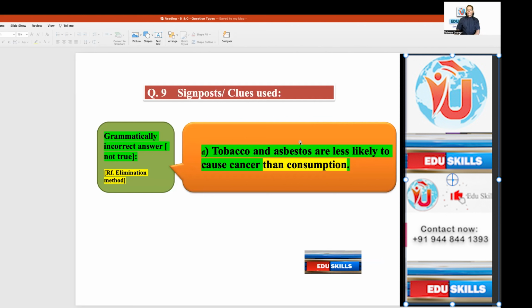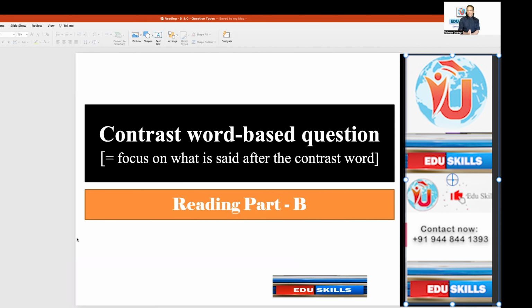Here we are just concerned about this signpost, which says the grammatically incorrect answer is "not true." Prefer the elimination method video on the YouTube channel. "Tobacco and asbestos are less likely to cause cancer than consumption." Tobacco can be consumed, but consumption is not a condition. So definitely that is grammatically wrong. Now, contrast word-based questions: make sure you are very careful about contrast expressions and contrast word-based questions.